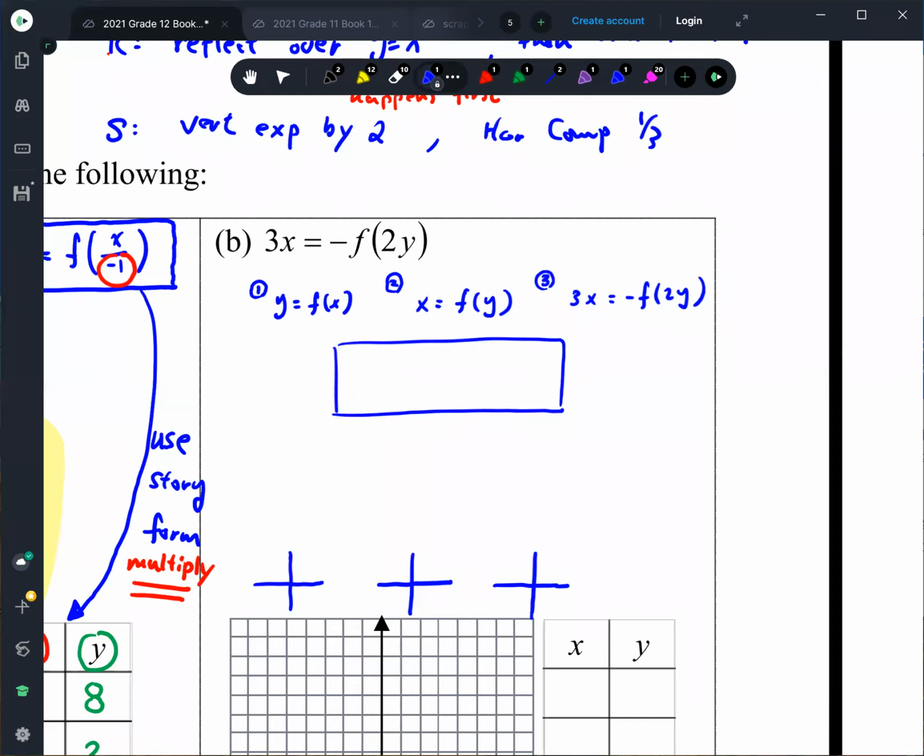This one will be a little bit harder to imagine and predict, because with the inverse, the reflection is a little bit difficult to draw.